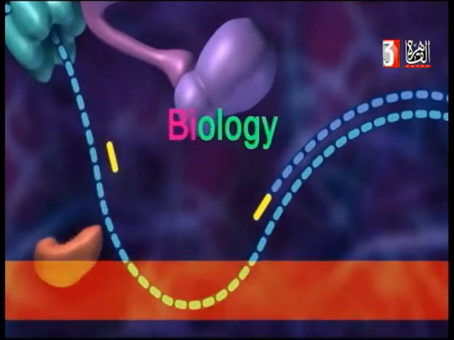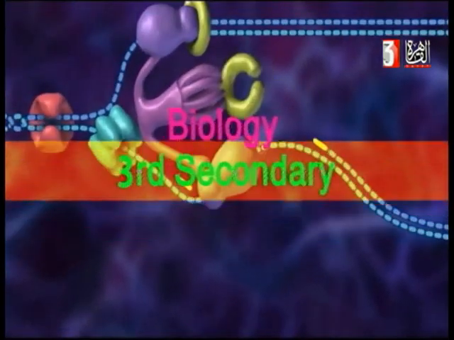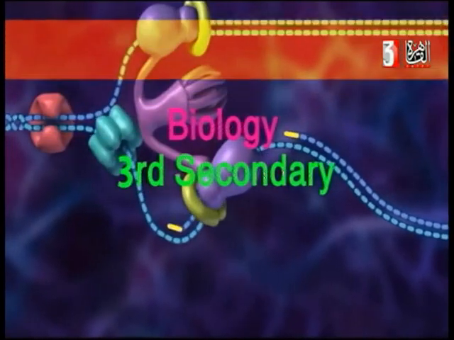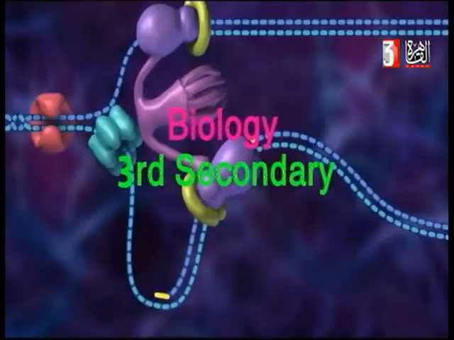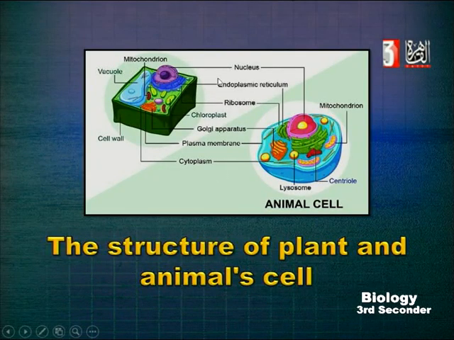Before going to study support, we need to remember the structure of the plant cell and animal cell. The plant and animal cell are similar in having a cell membrane surrounding the protoplasm. The protoplasm consists of the nucleus and the cytoplasm, which carries the cell organelles. But the plant cell is characterized from the animal cell by having a cell wall which is made of cellulose fiber.